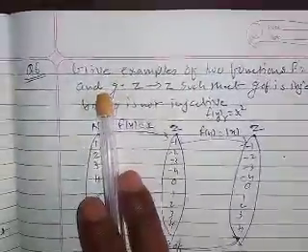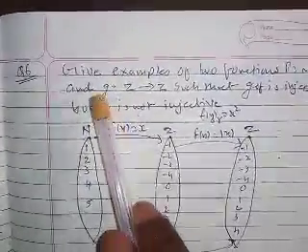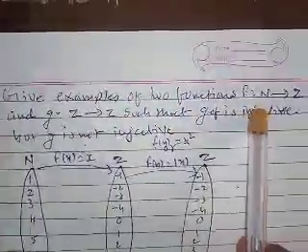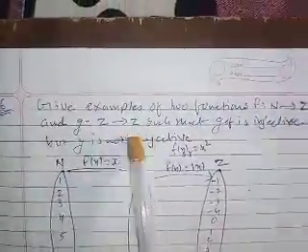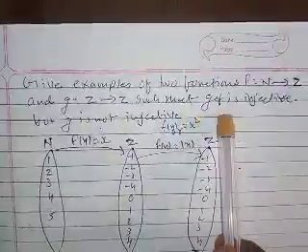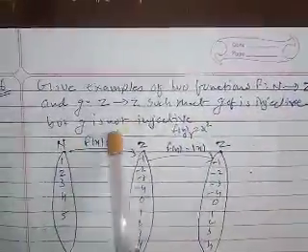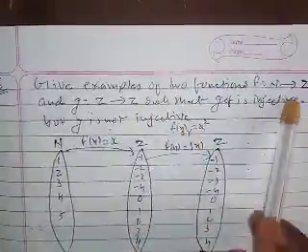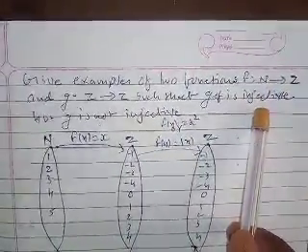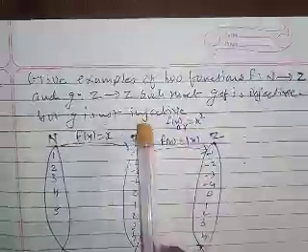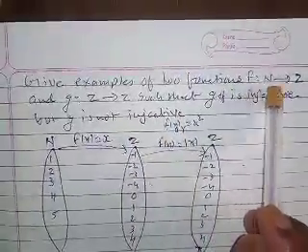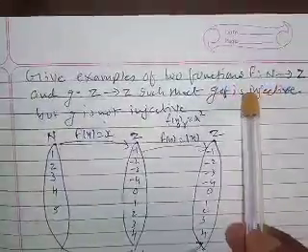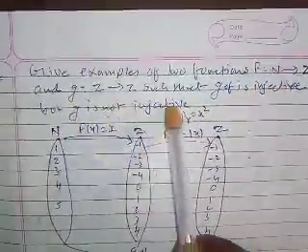Hello children, let's start with the sixth question. Give examples of two functions f: N to Z and g: Z to Z such that g∘f is injective but g is not injective. Not injective means, and injective means what? We have to prove that it is 1-1. So first we have to prove that f is 1-1. Then we can prove that g∘f is 1-1, where g is not 1-1.